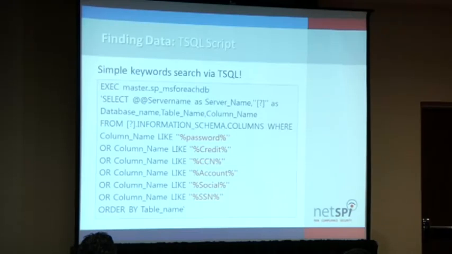Originally, we came up with this super basic TSQL script. So this is native TSQL. You can copy and paste this right into your query window, press go, and it's going to go through and return data based on these keywords. So it's basically going to do a search of every database for columns that match these keywords here in red, and then return rows for all of that data.